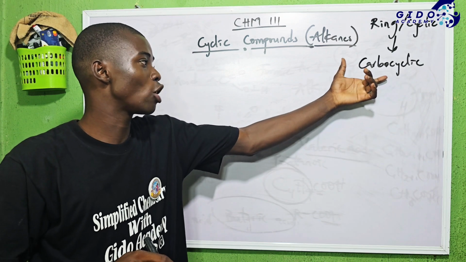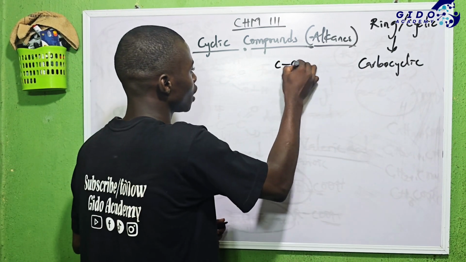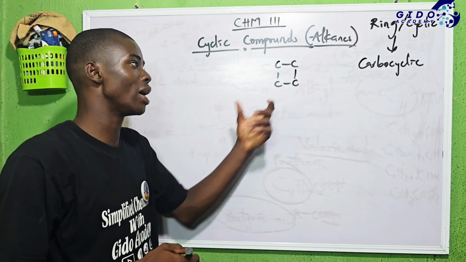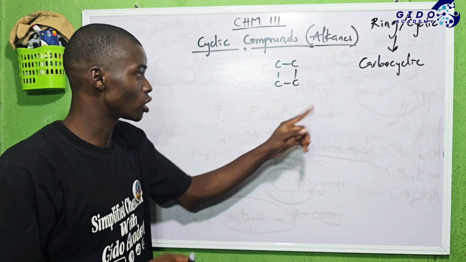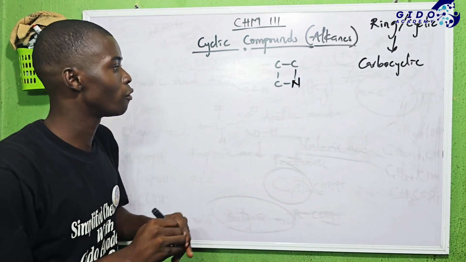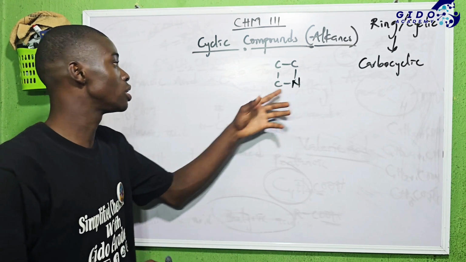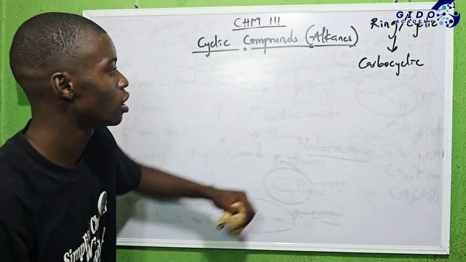For carbocyclic, they contain just carbon in their rings. For example, if you have something like carbon, this is a ring compound, first of all, and this is a carbocyclic compound because the ring consists of just carbon. So if I put N here, that means the ring consists of carbon and nitrogen. We call this a heterocyclic compound, but we'll not be dealing with something like this. What we'll be dealing with here is just carbocyclic compounds.